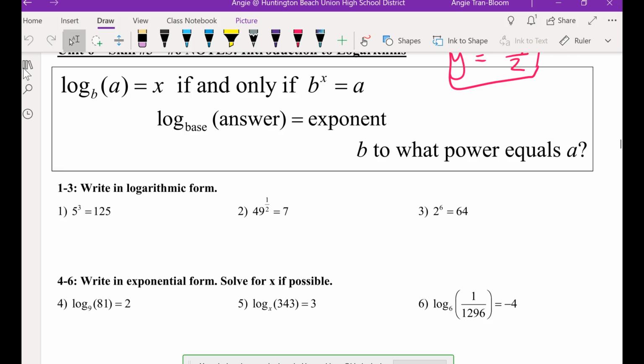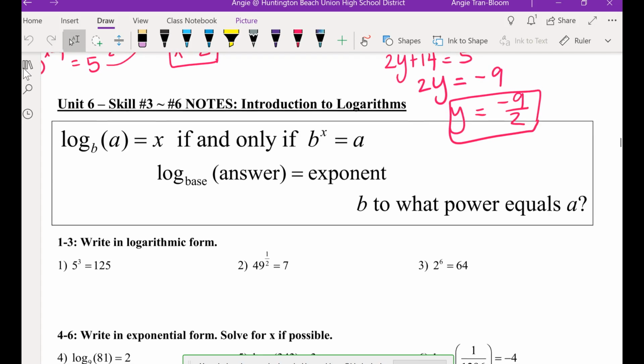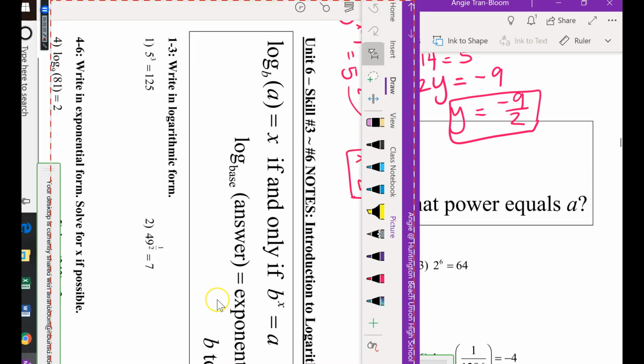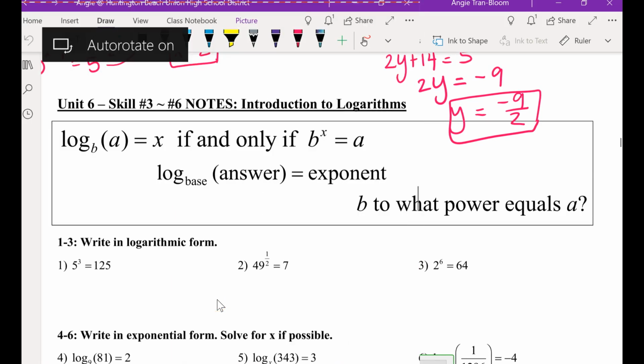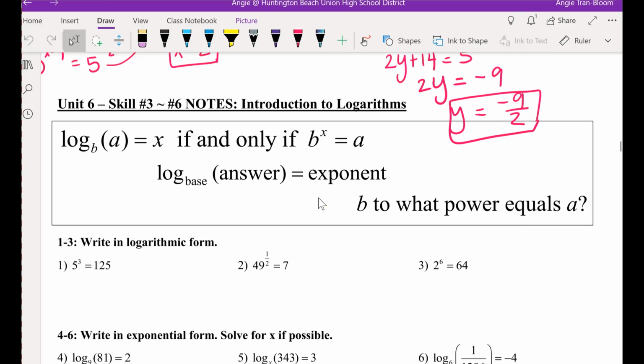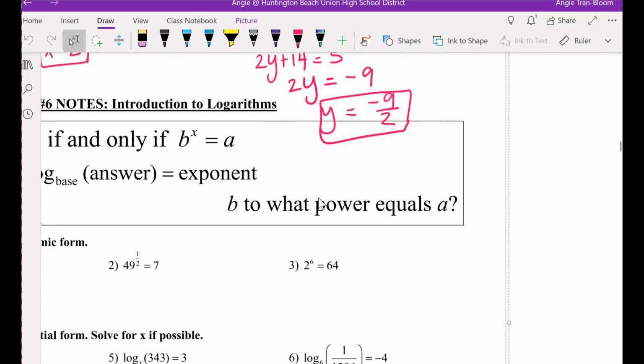Okay, so log is a funky thing, okay? Log is short for logarithm. So if you see the word log, it is logarithm. Let me give you guys an introduction to this really quickly. So, review, okay? Review.